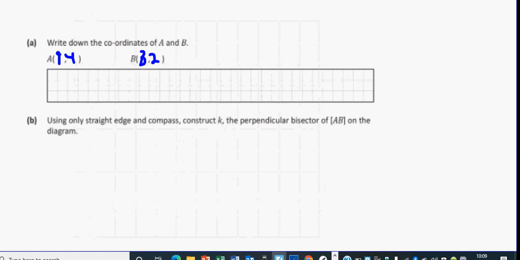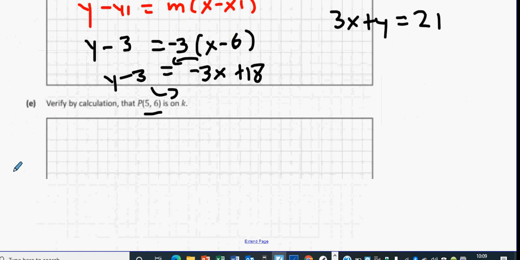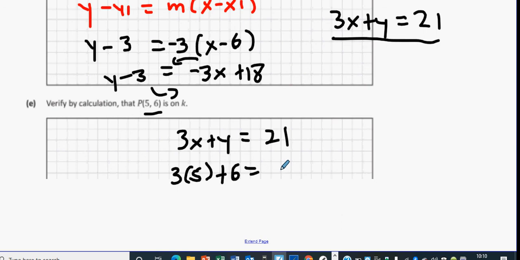So where is the midpoint now? Verify that 5, 6 is on this line here. Oh, you put it back in the same. Yeah, sub it in. If it balances, it's on the line. So what do we think? 3 times 5 plus 6 equals? Yeah, 21 equals 21, on the line, yeah?